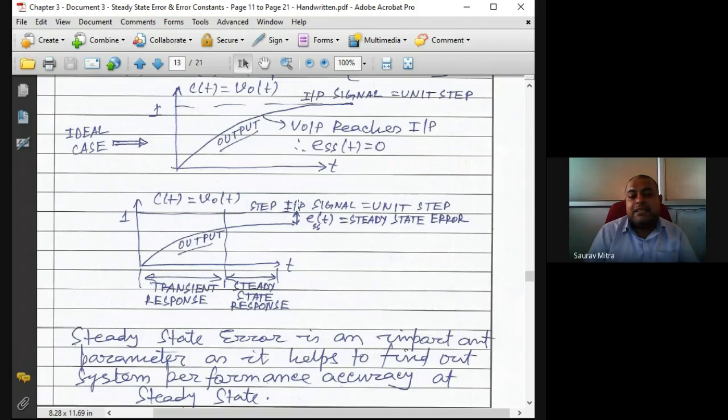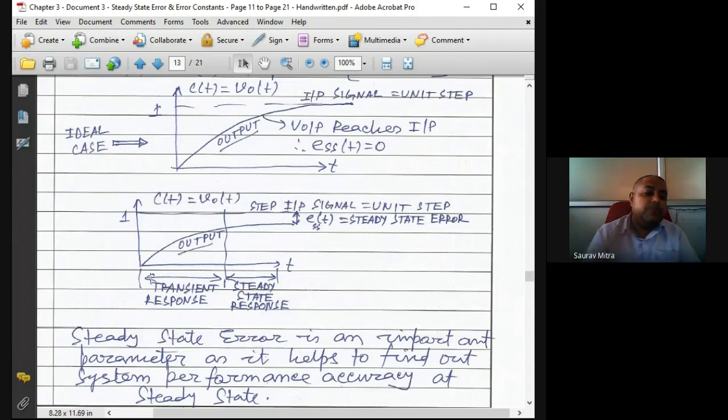So in that case, ess(t): SS stands for steady state, E stands for error, and as this is in time domain, we write the parameters in small letters. So e is small here, and in Laplace domain the same E is given in capital. Okay, so ess(t) is equal to 1 minus 0.8, that is equal to 0.2 volt.